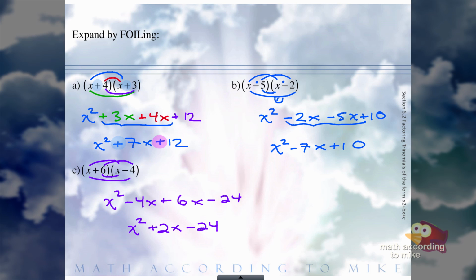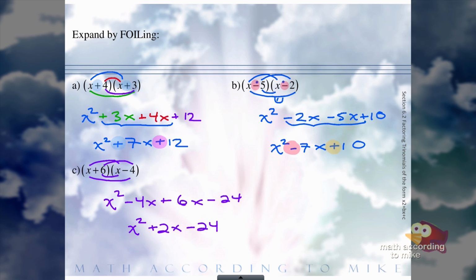And now let's look at part B. Notice the second sign was positive, and they both carried the first sign, negative. Negative, negative. So the second sign's positive, they both carry the first sign.